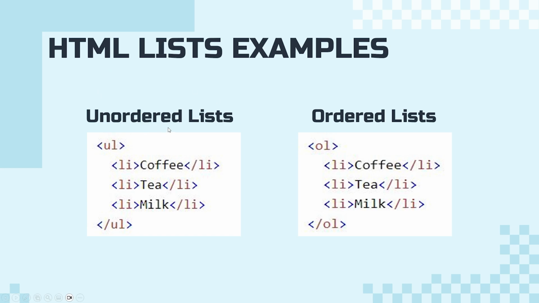So on the left side, we have an example of an unordered list. We have the UL tag and you can see the nested list items. And for the right side, the only thing that changes between the UL and the OL is exactly that. The list items are consistent throughout both of them. Now let's go into Visual Studio Code to get some practice.